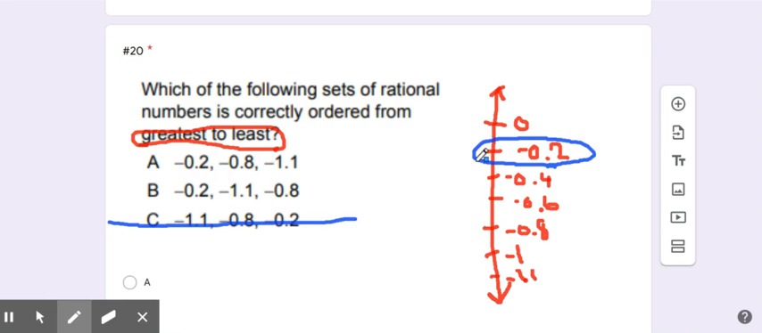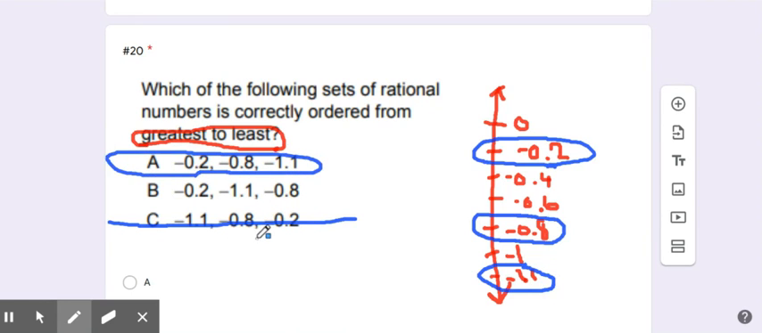Now, what is the next biggest number? Well, looks to me like negative 0.8, right? Isn't it above negative 1.1? These are our three numbers. So it looks like negative 0.2 is the biggest number out of the three, then negative 0.8, and the smallest number, because it's further down on the number line, that is negative 1.1. So it looks to me like option A would be the list in order from greatest to least.